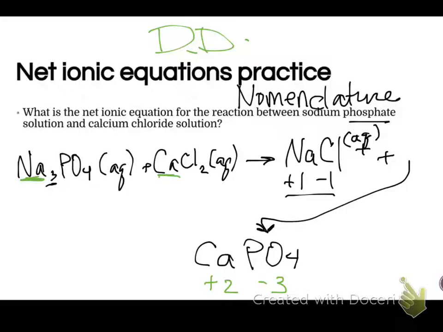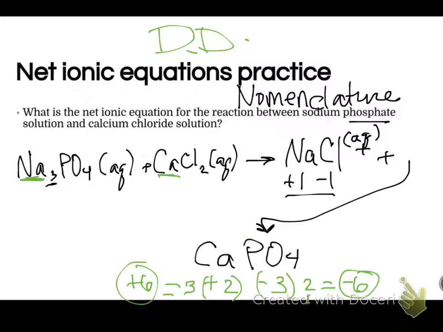This one's a little bit more tricky because I can't just multiply one of them to get the right balance here. What I need to do is multiply both of them to get a common factor. So if I go +2 times 3, that'll be 6 pluses. And if I go -3 times 2, we get a -6. So those balance each other out.